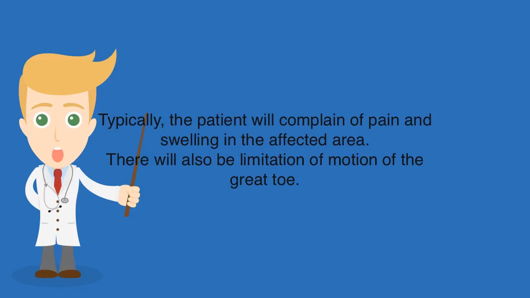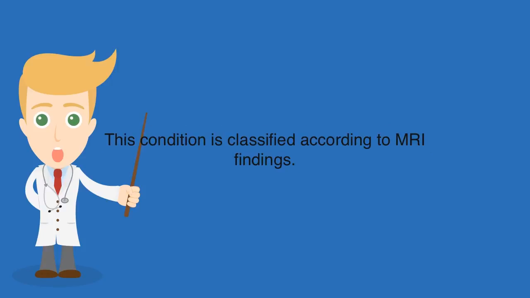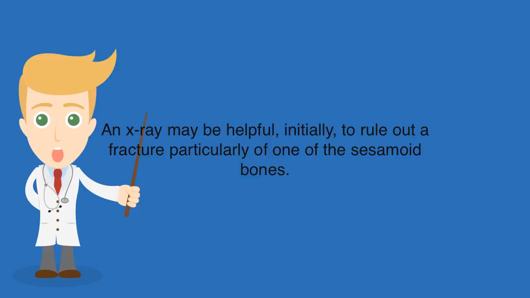Typically, the patient will complain of pain and swelling in the affected area. There will also be limitation of motion of the great toe. The diagnosis itself is easy enough to make, but an X-ray is helpful to make sure there is no fracture. This condition is classified according to MRI findings. X-rays are not really helpful in this situation as they do not show damage to ligaments and other soft tissue. An X-ray may be helpful, initially, to rule out a fracture, particularly of one of the sesamoid bones.